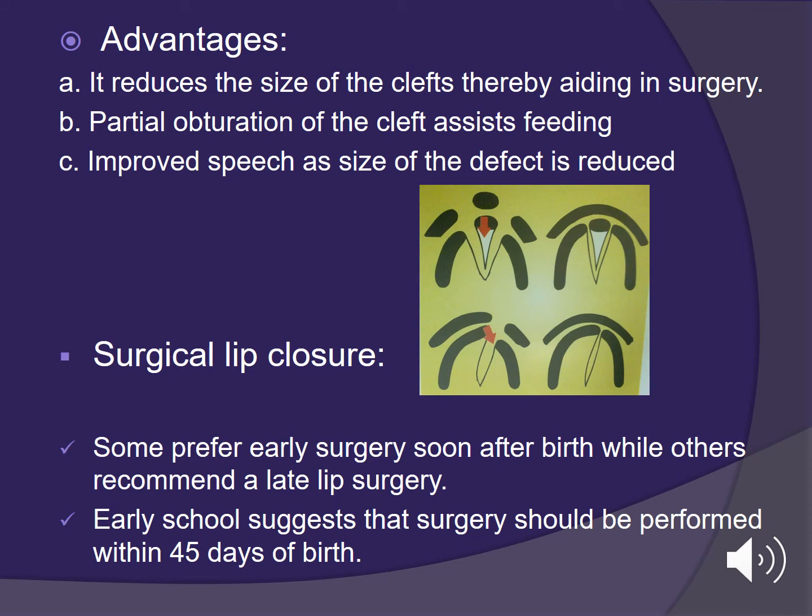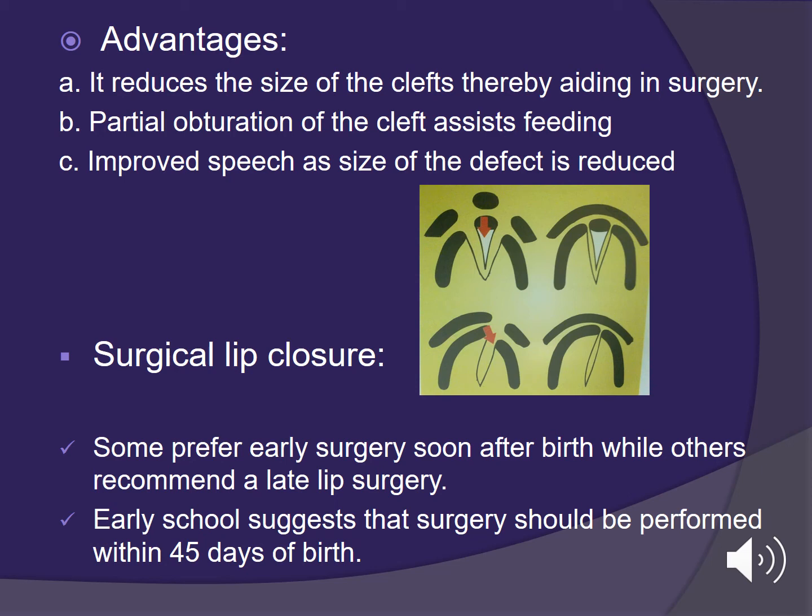The advantages of this treatment are that it reduces the size of the cleft, thereby aiding in surgery. It also aids in partial obturation of the cleft, which can assist in feeding. It can also improve speech as the size of the defect is reduced. The next one is the surgical lip closure. After the cleft team stabilizes the premaxilla, it will aid in the surgical lip closure.